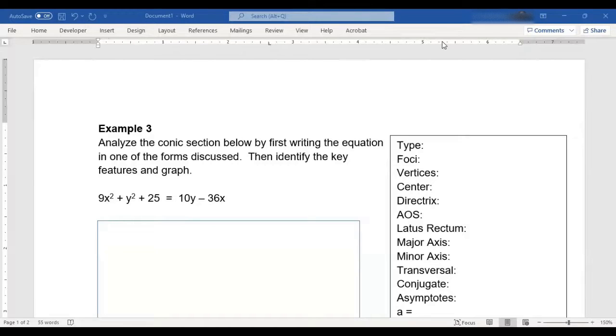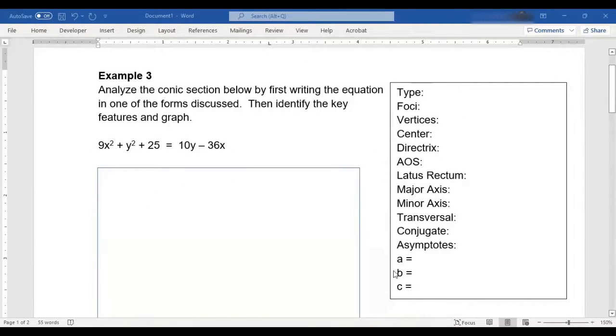This is going to be our final analysis of a conic section, and boy howdy, is it a doozy. So in the last video, we looked at an example where we had to complete a square, and we had a parabola. In this example, we will also have to complete a square, but it's not going to be a parabola. It's going to be something different. So let's go ahead and work through it.